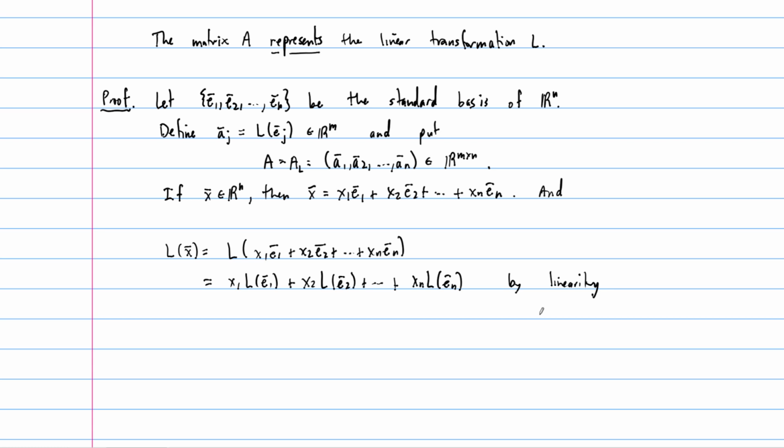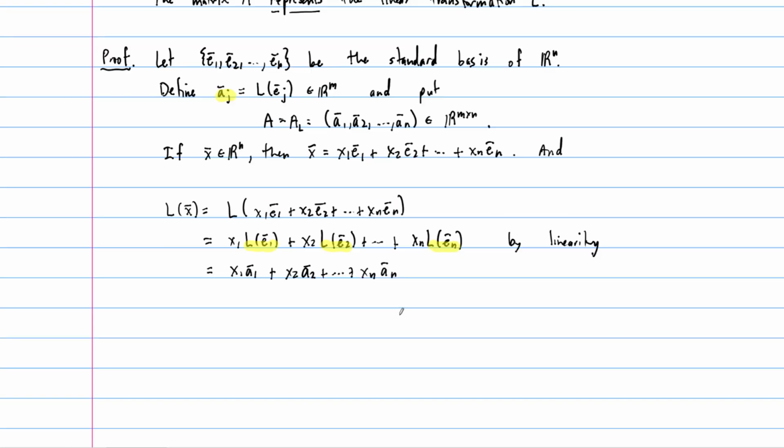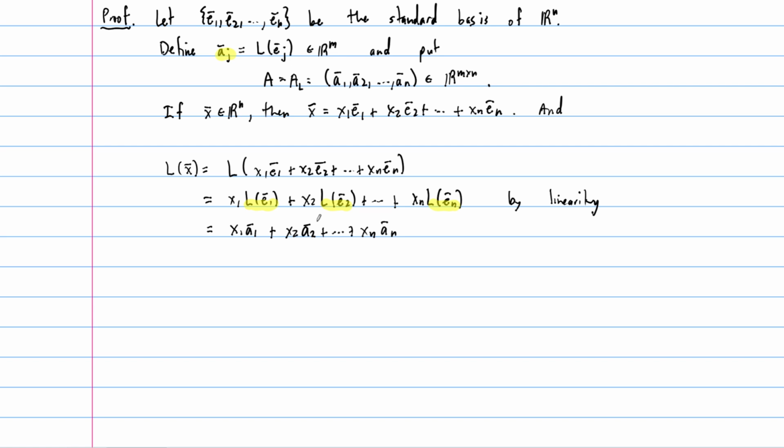Now we can sub in. We defined each of these L of e sub j, we called it, to actually be the column vectors, a sub j. And those are the vectors that ended up in our matrix. So we can make another replacement here. We can write this as x1 a1 plus x2 a2, all the way up through xn an. And now this is number times vector, but it can be written in the following form.